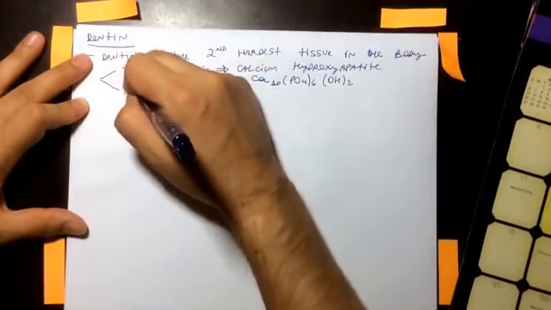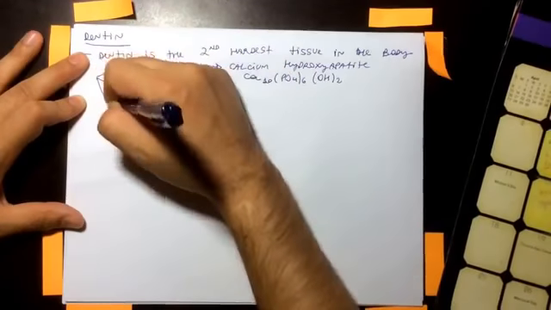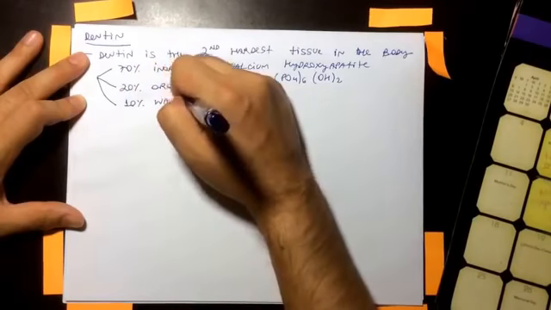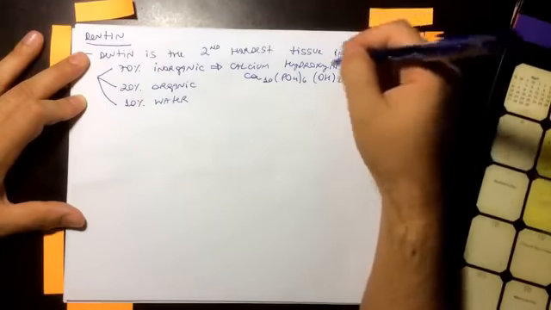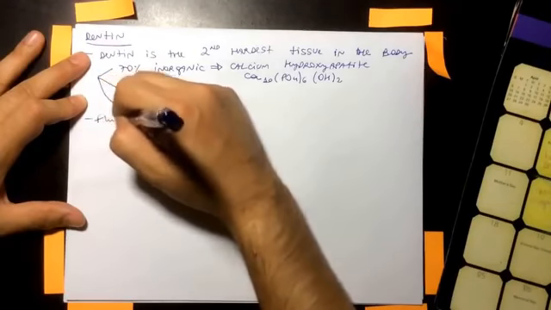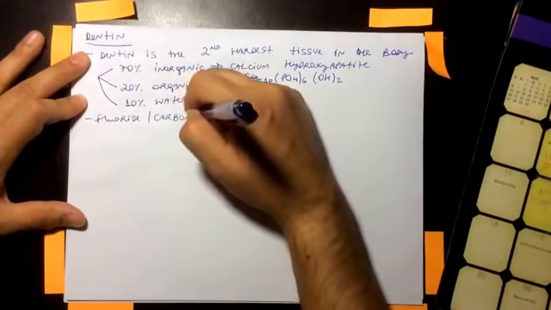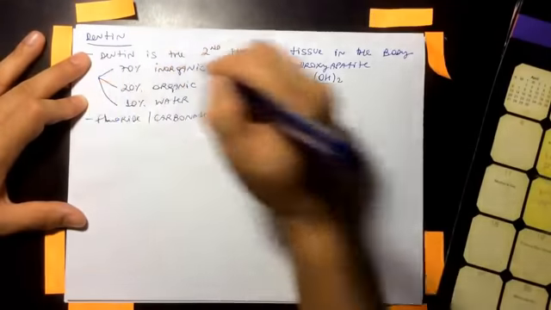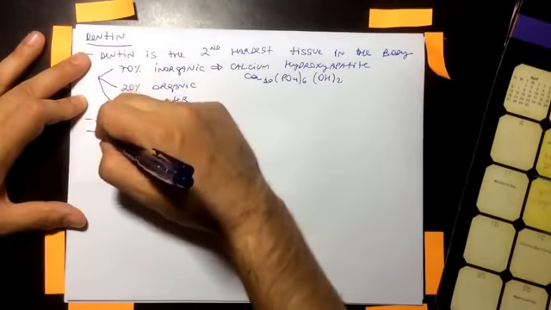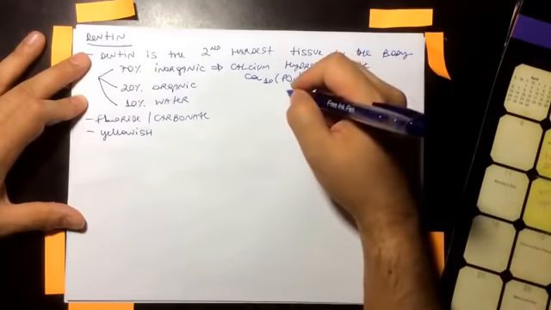It's gonna be 20% organic and 10% water. We also have other types of ions like fluoride and carbonate, but in much smaller proportions. Dentin is yellowish. Its color is yellowish. Okay.